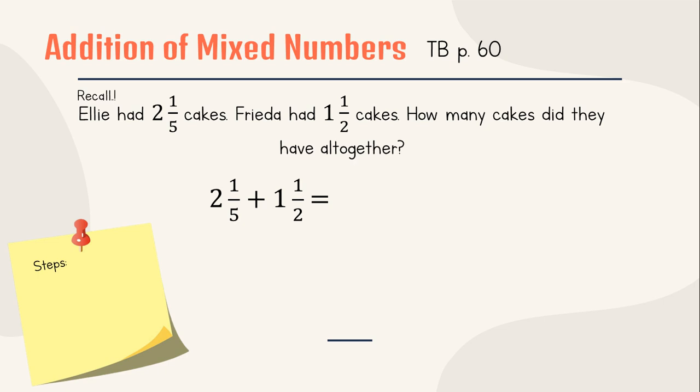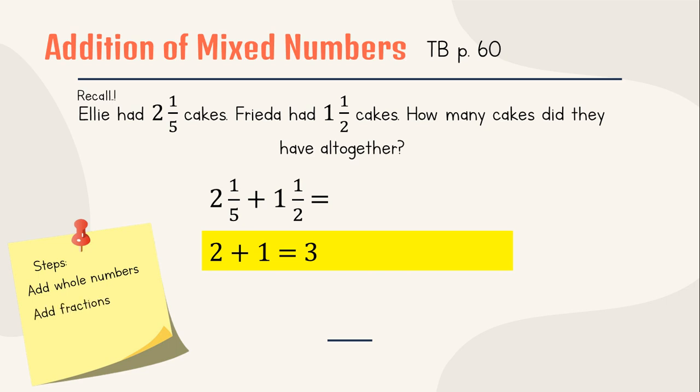First, we're going to add the whole numbers. In these mixed numbers, which ones are the whole numbers? 2 and 1. So add them: 2 plus 1 equals 3. After that, add the fractions. So what are the fractions? 1/5 plus 1/2. That's it.